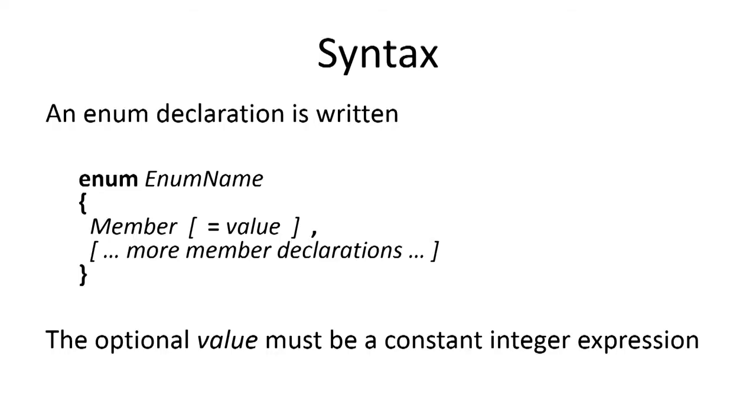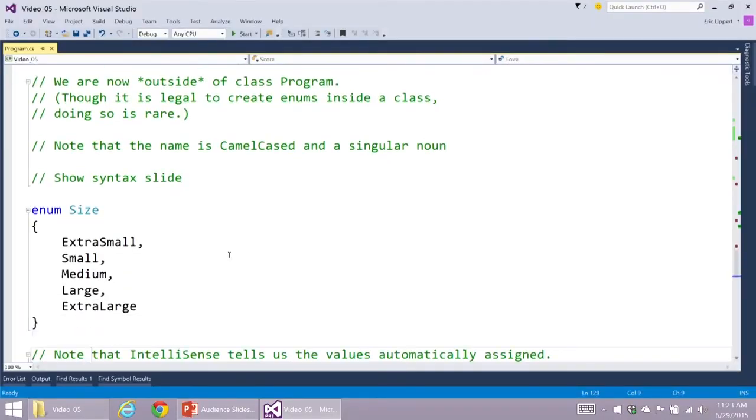The syntax for that is written like this. We just have the keyword enum and then the name that we want. And then inside curly braces, a list of members and the values that we want. The value that you give it must be a constant integer expression. So let's take a look at an example.